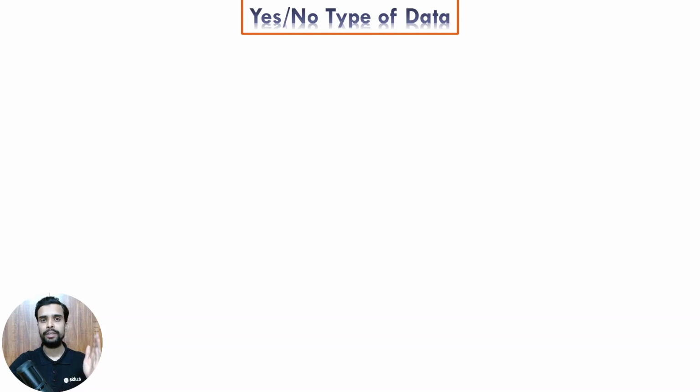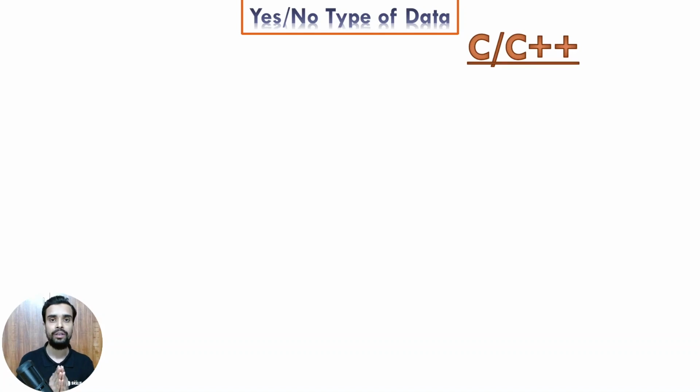Now, before I speak about the Boolean data type of Java, let us see how this yes or no type of data would be handled in C and C++ programming languages. Please remember this, in these two programming languages, the Boolean data type name has been shortened to just bool like this.